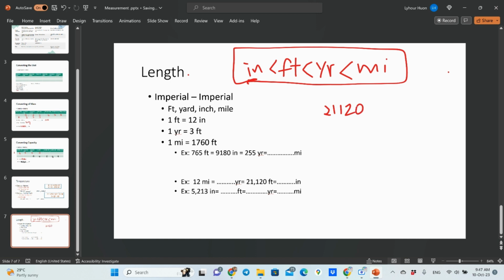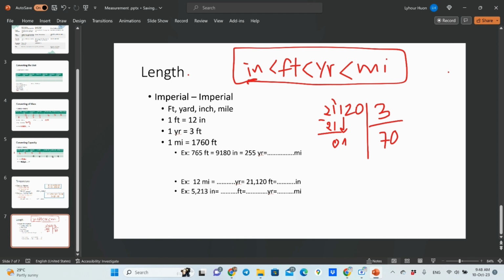21,120. So to divide by 3, correct? From feet to yard, we divide by 3. So we take two digits, which is 21. 7 times 3 is 21. Okay, then 0. So we drop the number down, correct? Then we subtract 0, and then 12. What multiplied by 3 goes to 1? What multiplied by nothing? Nothing, which is 0. We have one more 0 here, correct?